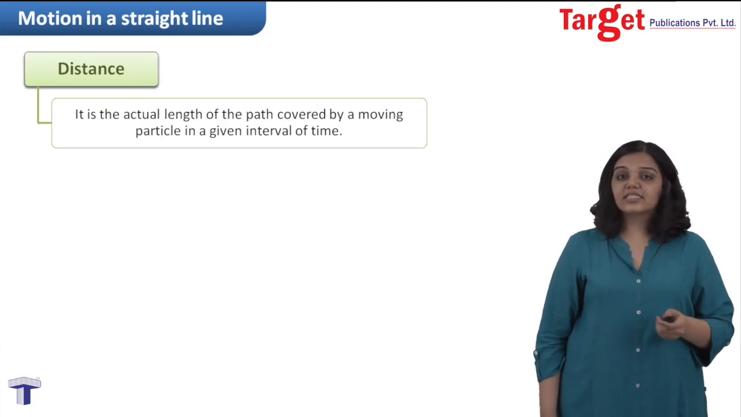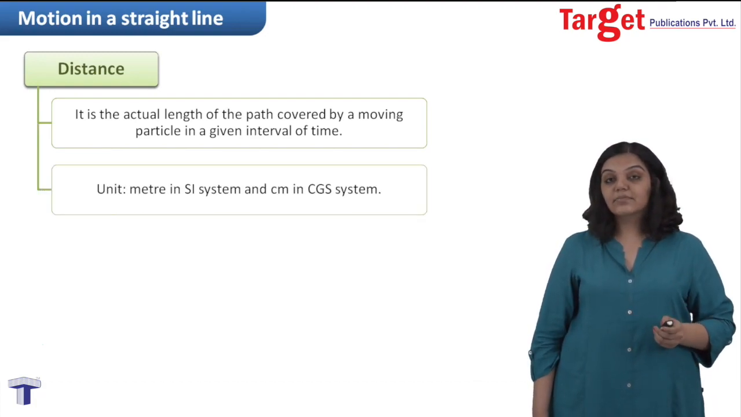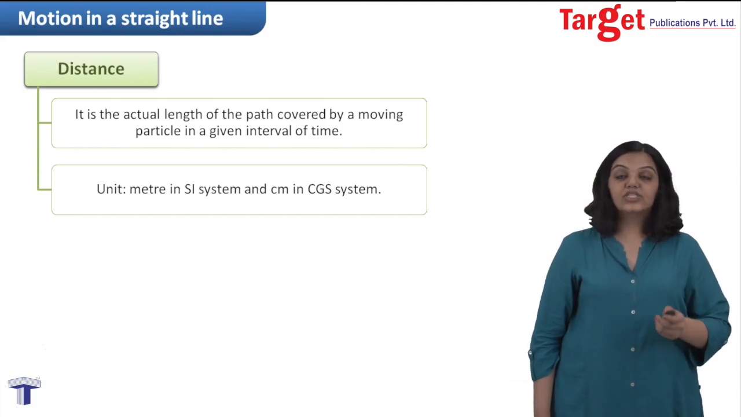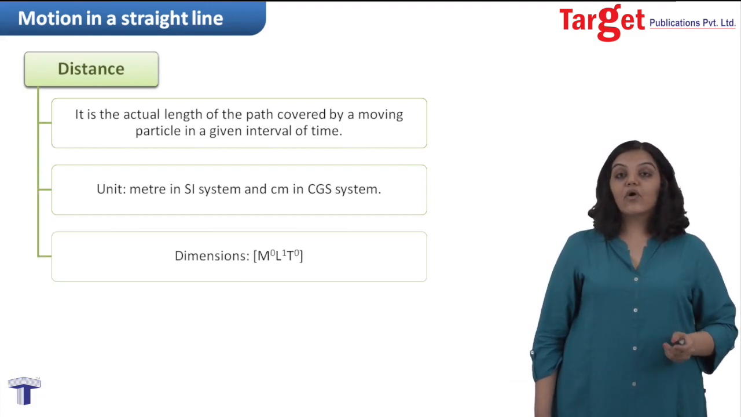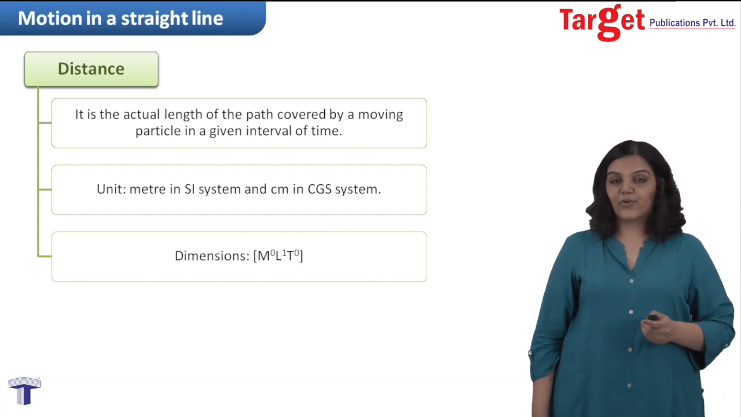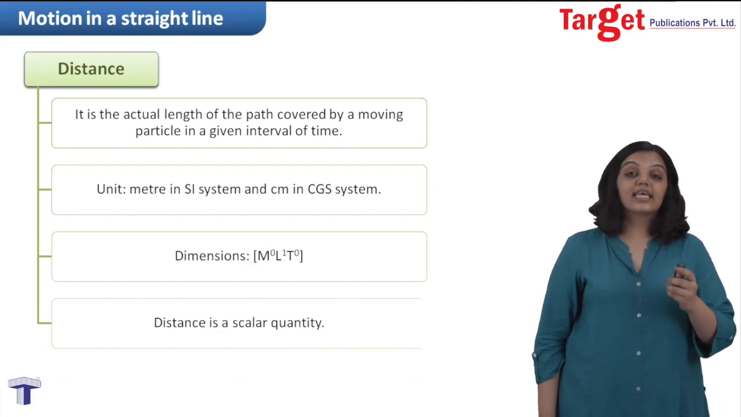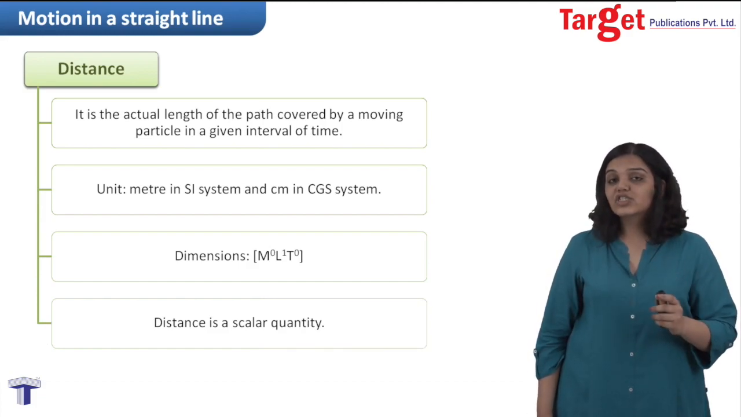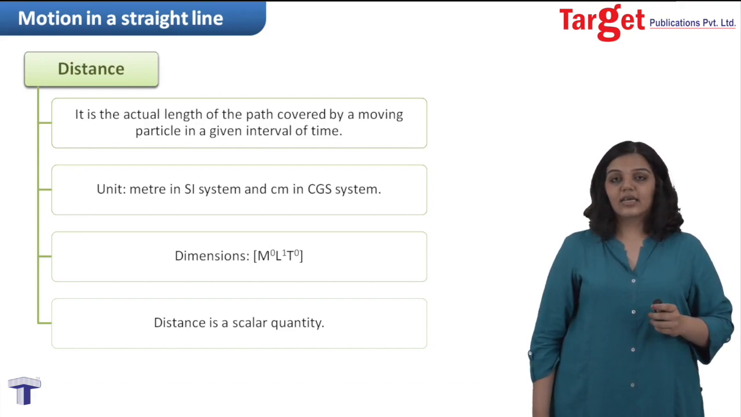What are the units of distance? Distance has the units of meters in the SI system and centimeters in the CGS system. The dimensions of distance are M^0 L^1 T^0. But what is most important about distance is that it is a scalar quantity. That is, direction is not involved in the definition of distance.